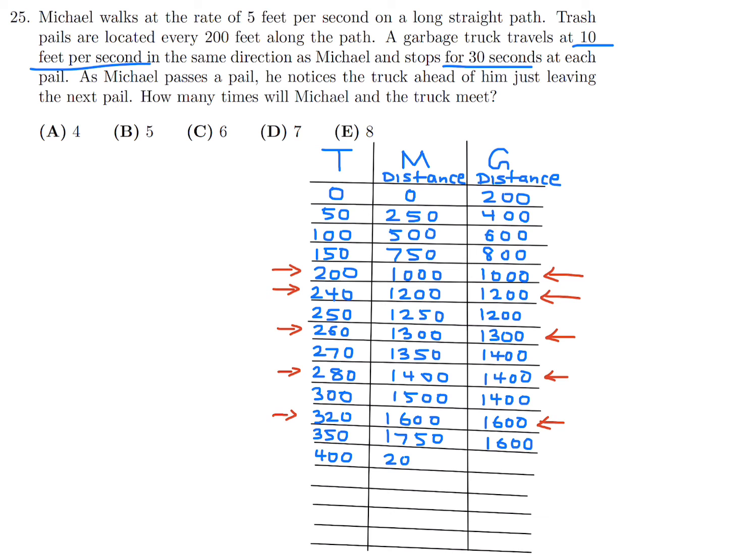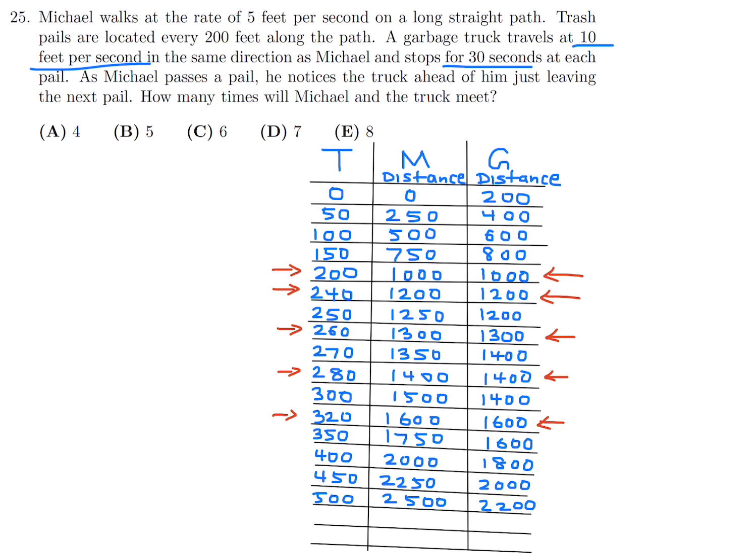At 400, Michael is up to 2000. The truck is 1800. 450. Now what happens, if you notice, Michael is getting farther and farther away. The truck is now not going to catch up to Michael. Okay? So that's it. That's it in terms of meeting points. 2500, 2200. You see how the truck's just getting further and further in terms of distance. Michael is getting farther away. So that's it. We were done with our meeting points.